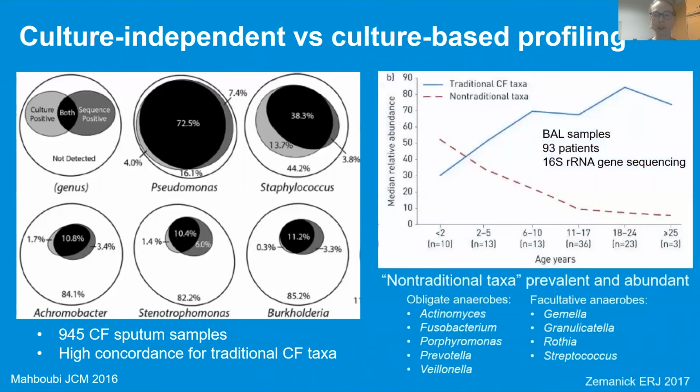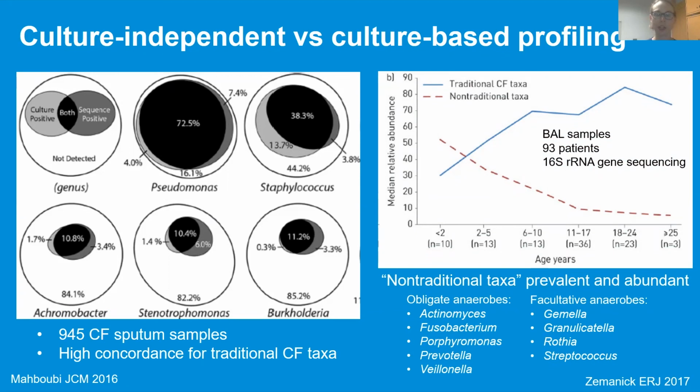In addition to the traditional CF taxa, culture-independent studies have identified additional species, labeled non-traditional taxa here, as being both prevalent and abundant in CF airway samples of all types. The majority of these non-traditional taxa are obligate and facultative anaerobes, with the most common genera listed here.